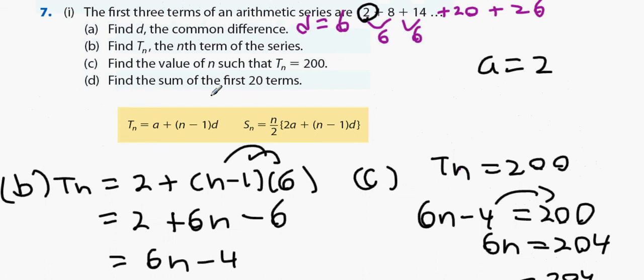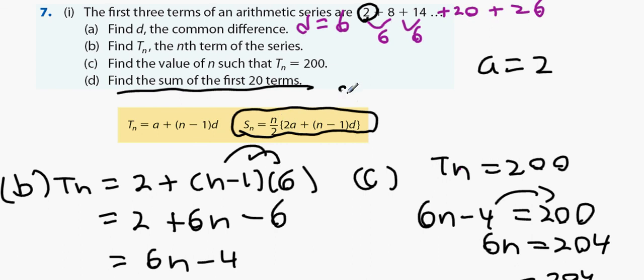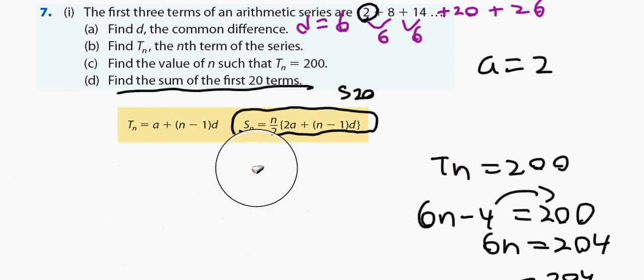Okay, find the sum of the first 20 terms. What that is looking for is this one here, and it's looking for S20. So n equals 20 for this one. So we'll do this one in blue.